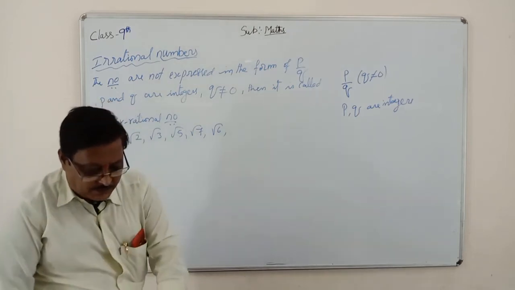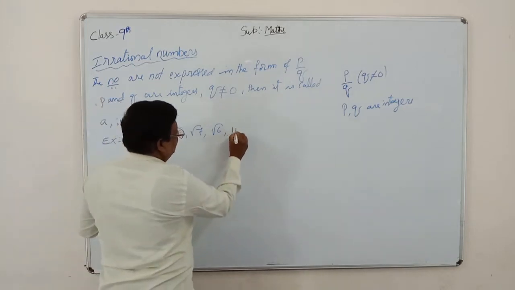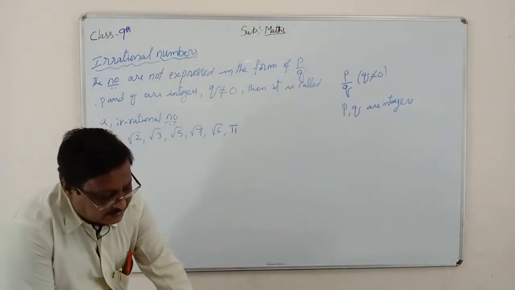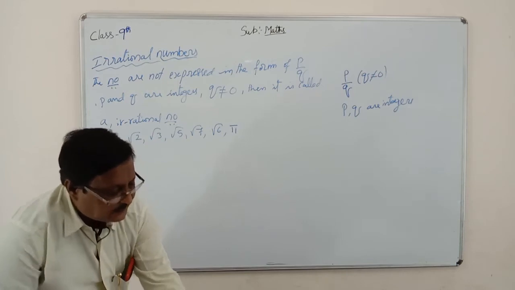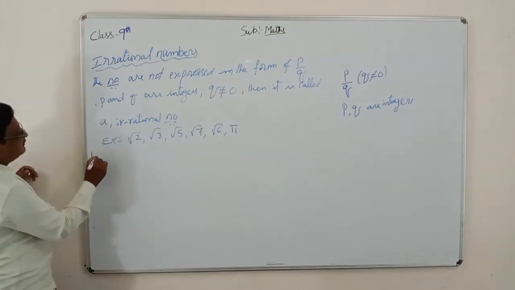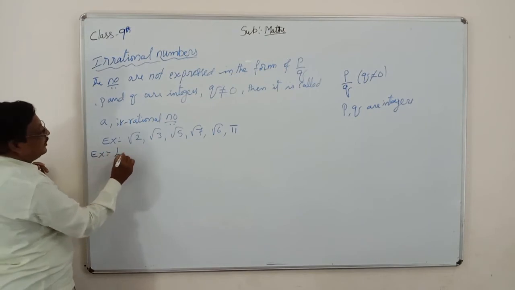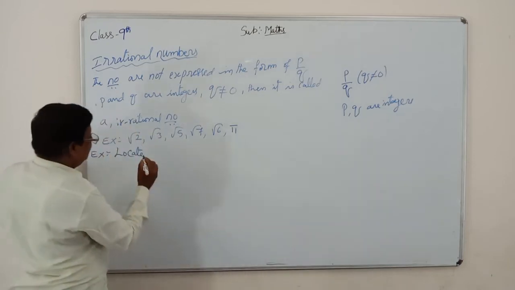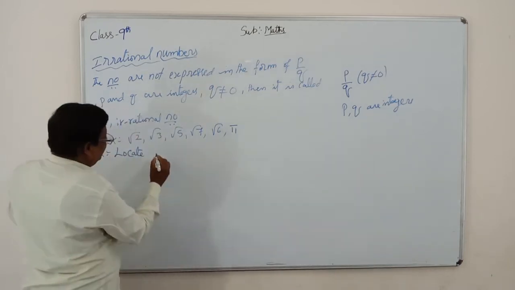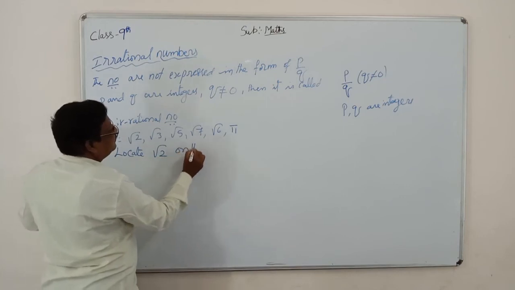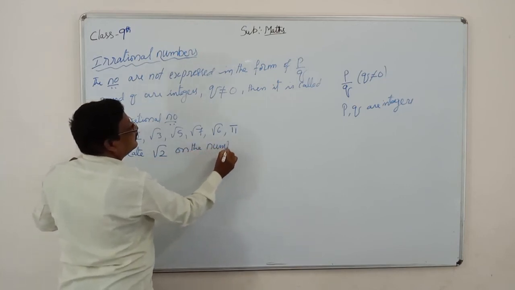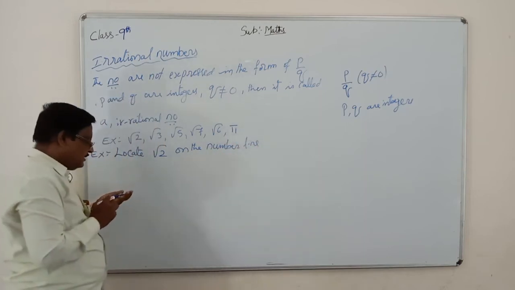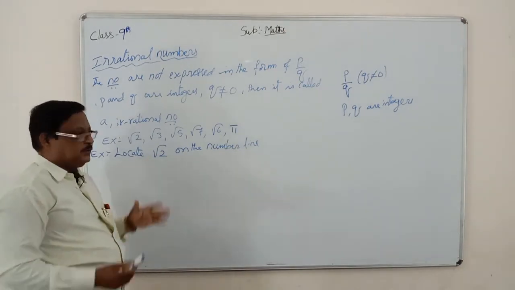Suppose, for example, pi is also an irrational number. Irrational numbers means square roots, and we can locate them on the number line. Example: locate the square root of 2 on the number line. See here, locate the square root of 2 on the number line.